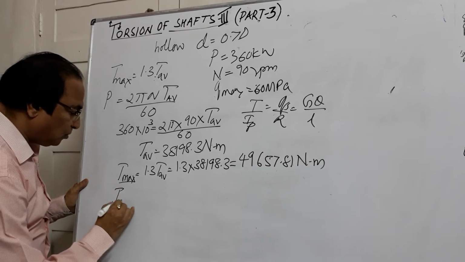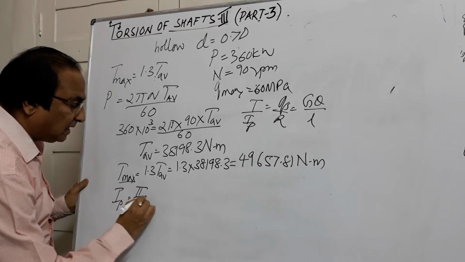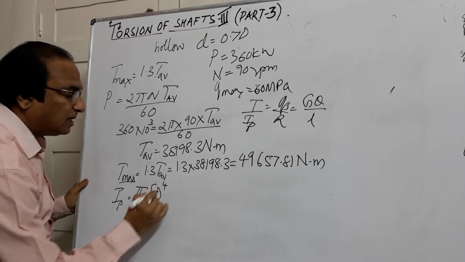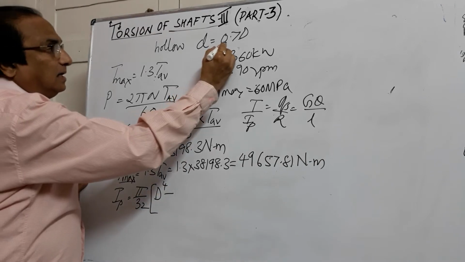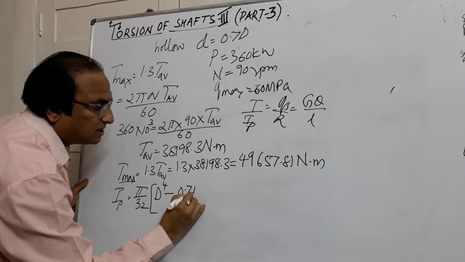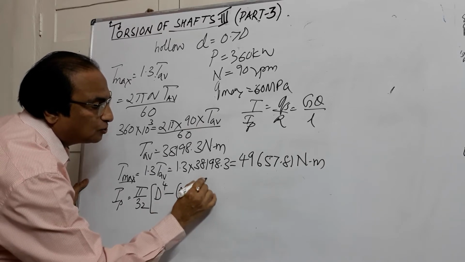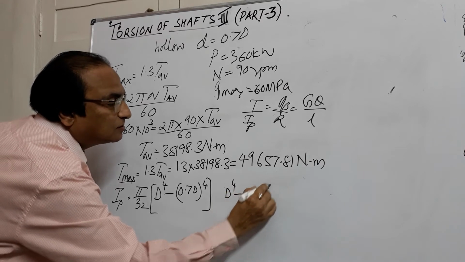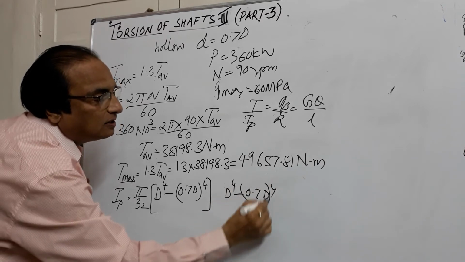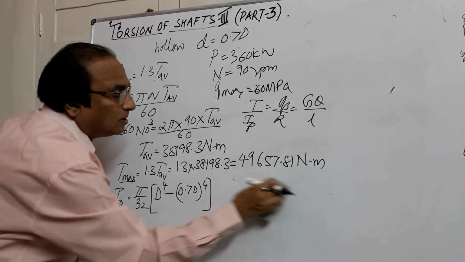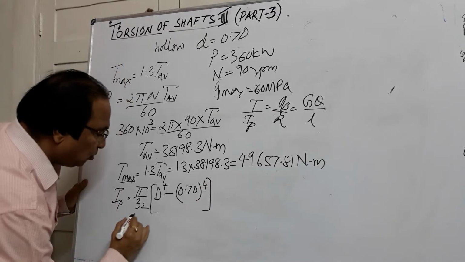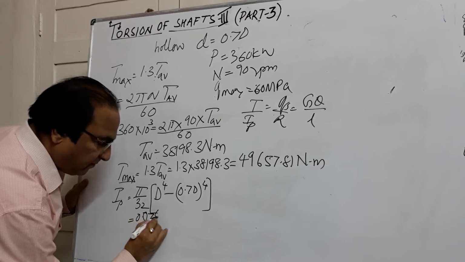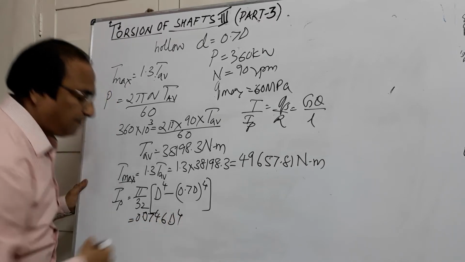So let us find out the polar moment of inertia. Pi by 32 into, it is a hollow shaft, so d raised to 4 minus the internal diameter, which is 0.7 d, whole raised to 4. You should be careful here, don't write it as d4 minus 0.7 d raised to 4. So this whole thing will be raised to the power 4. So if you simplify this, you get IP as 0.0746 d raised to 4.